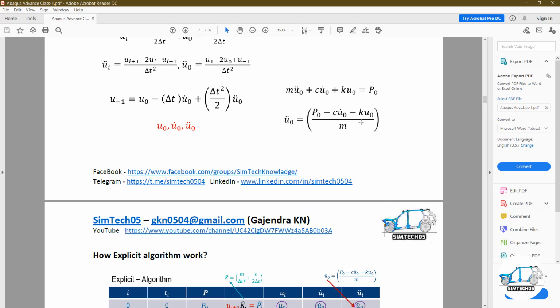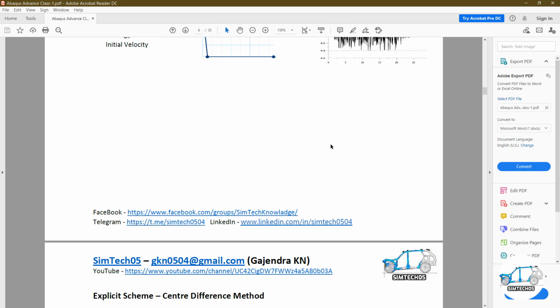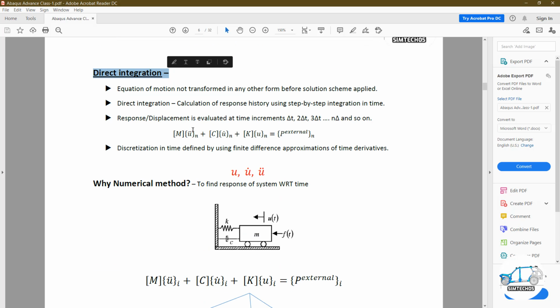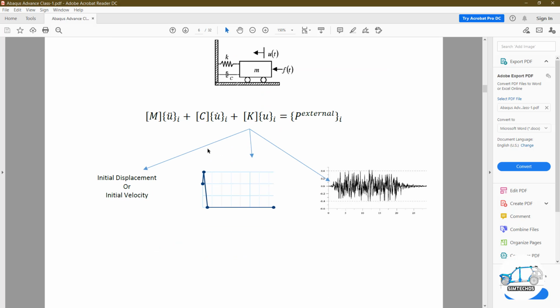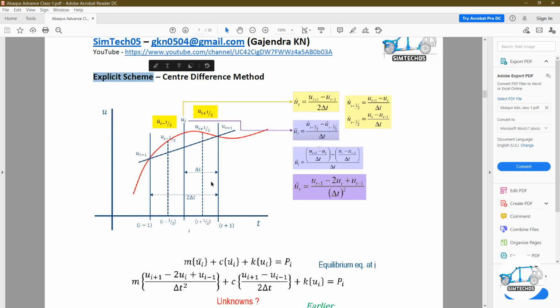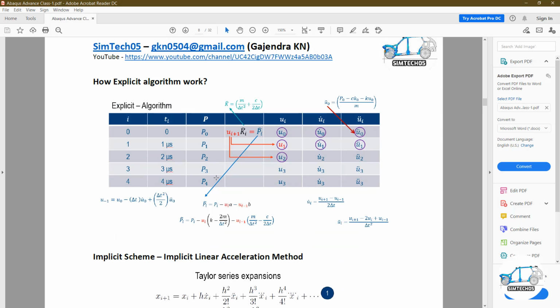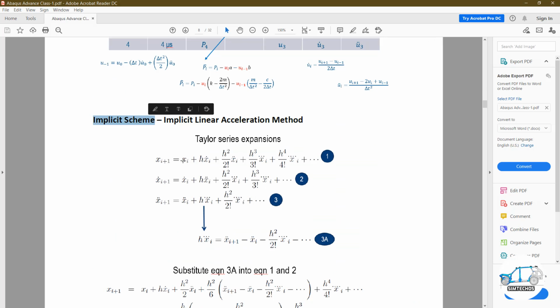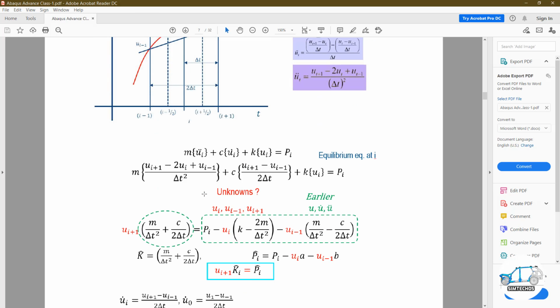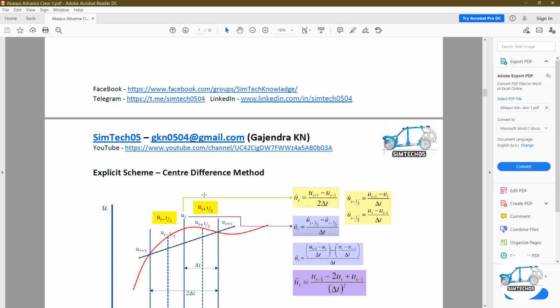So here we have direct schemes through which we want to solve a dynamic system, and then we have two schemes: the explicit scheme and the implicit scheme. We will try to understand the explicit scheme in today's class, but not through this PDF. We will go through the PPT.